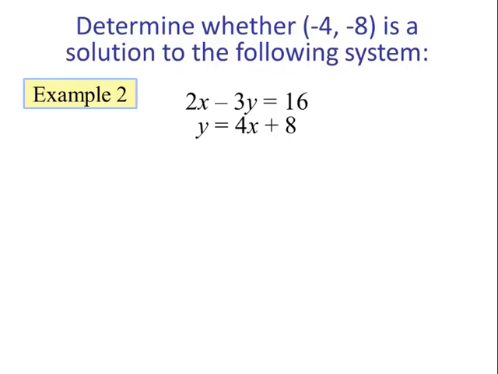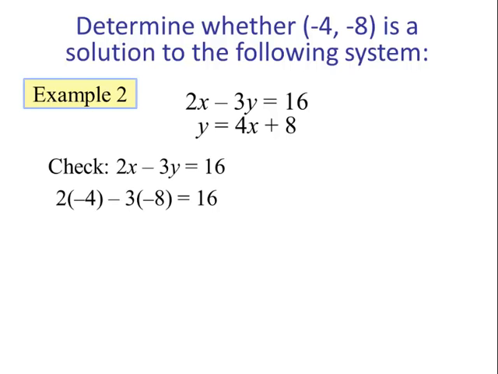Example 2. Determine whether (-4, -8) is a solution to the following system. We simply substitute (-4, -8) into both equations. For the first one, 2x minus 3y equals 16. The right hand side is 16, and if this point is on this line, this should equal 16. So we have negative 8 plus 24 equals 16. That leaves us with 16 on the left hand side. So it is on this line.